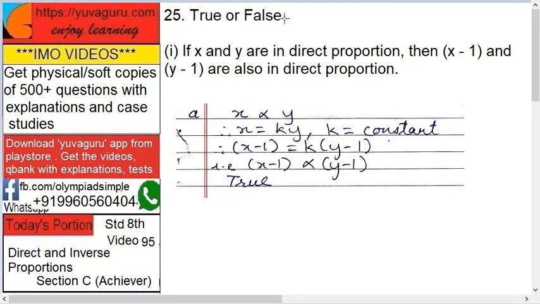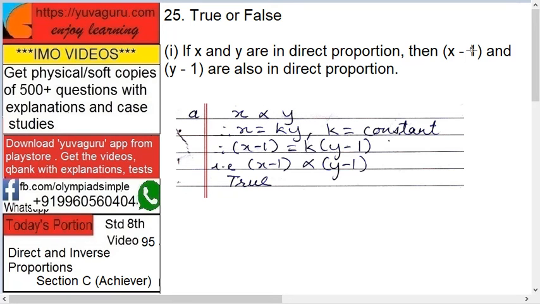Next, true or false. If X and Y are in direct proportion, then X minus Y and Y minus Y are also in direct proportion. Okay, let's check this. X is directly proportional to Y, so both in numerator. So X equals KY, K is constant.